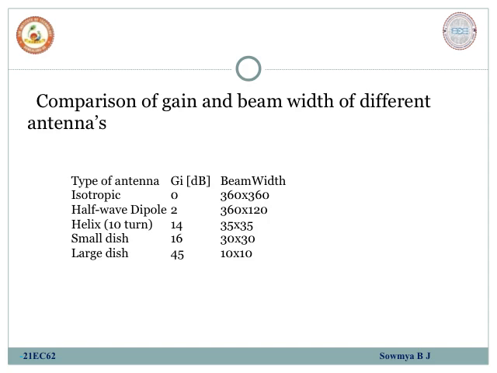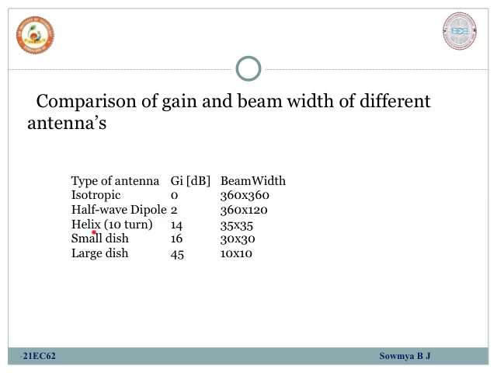Now let us know what will be the gain, bandwidth and beamwidth of different types of antennas, whatever we discussed now. It has three columns. One is the type of antenna, one is the gain in decibels, and then the beamwidth. If I take an isotropic antenna, the gain will be 0 because it radiates in all the directions, and the beamwidth will be 360 by 360. If I go for a half-wave dipole, the gain will be 2, and the beamwidth is 360 by 120.